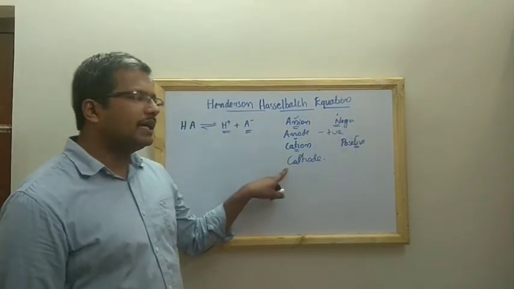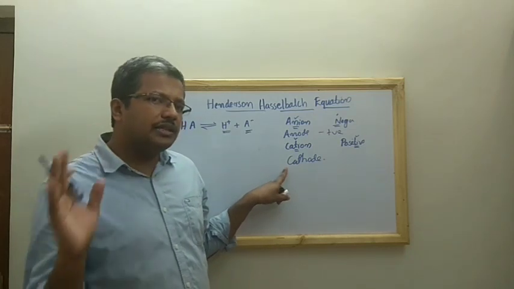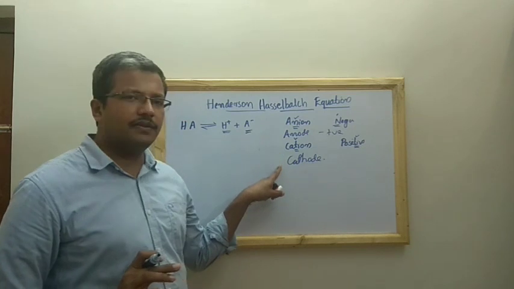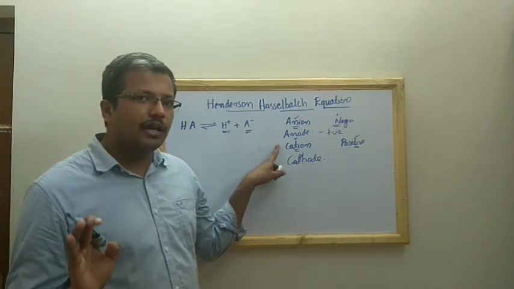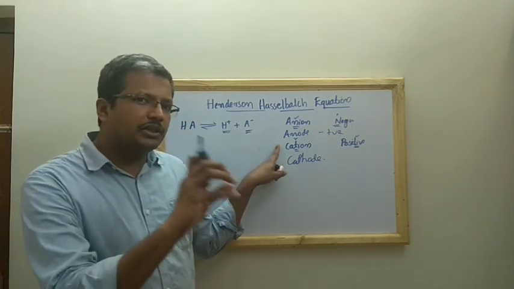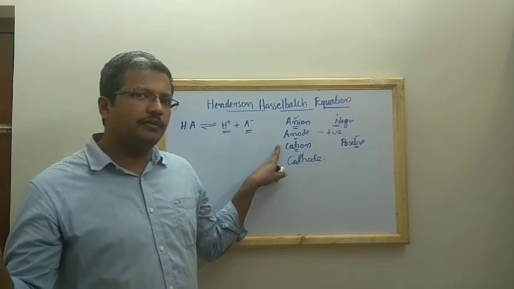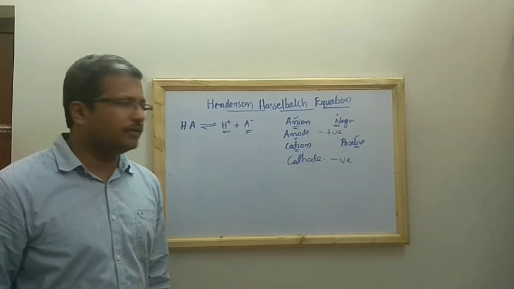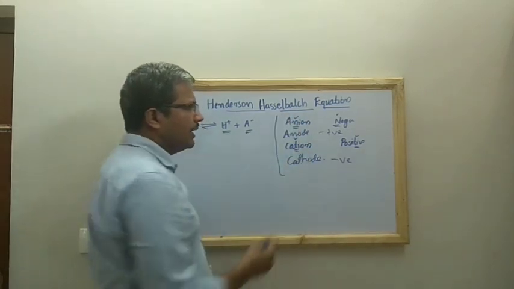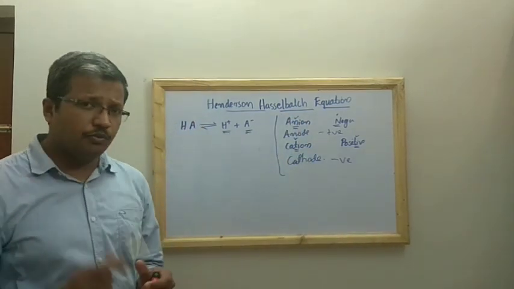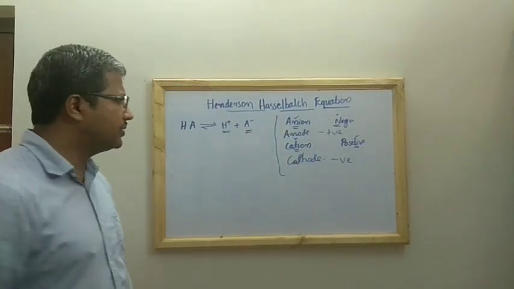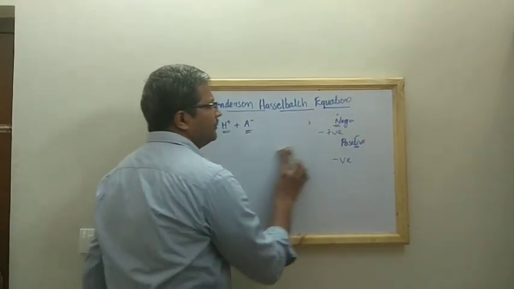Now cathode is the electrode to which cation is attracted. Cation is positive, and the positive charge is attracted towards negative only. So cathode will be the negative electrode. So it is easy to remember anion, anode, cation, cathode. You must remember that particular thing. It plays a role in your studies. So don't forget that.